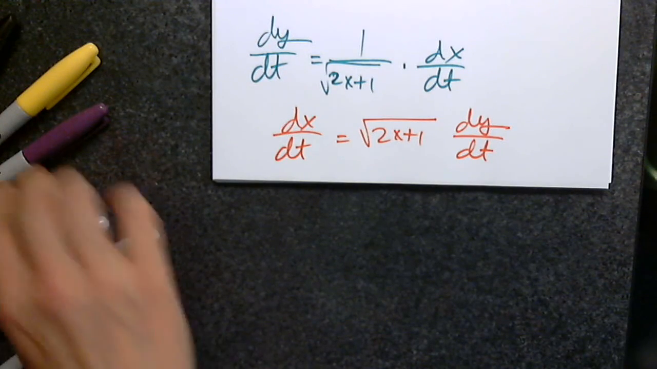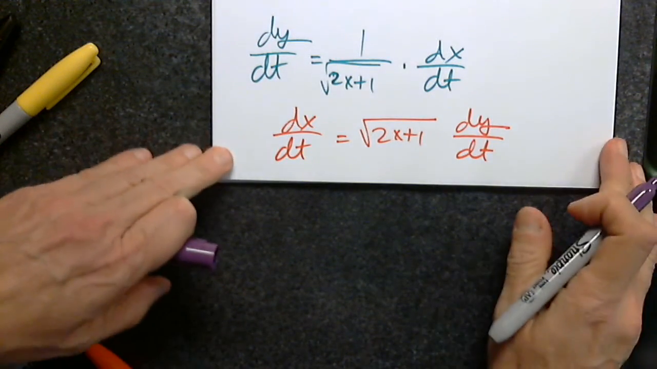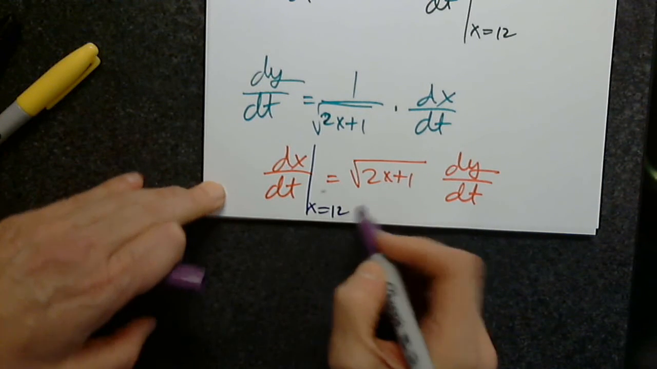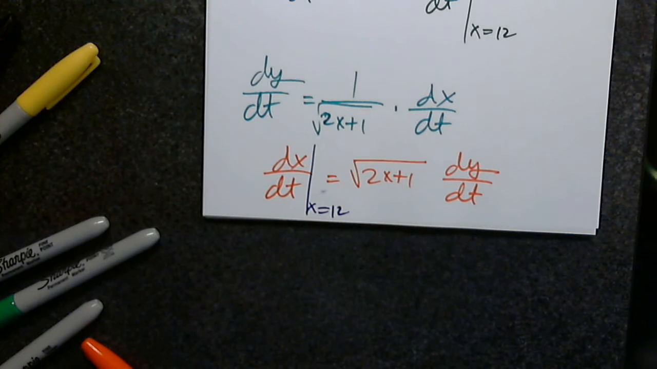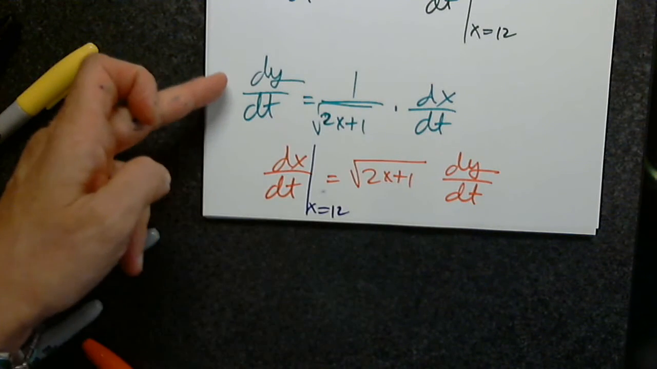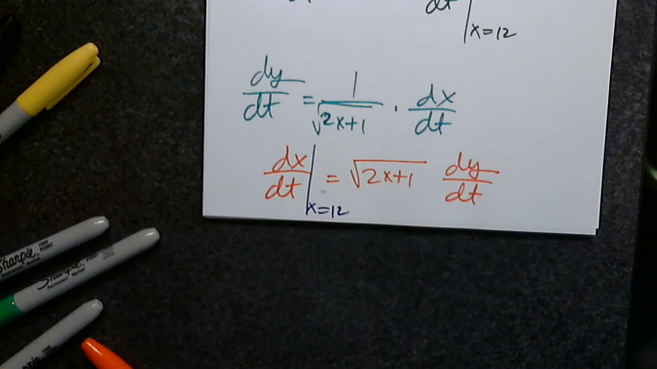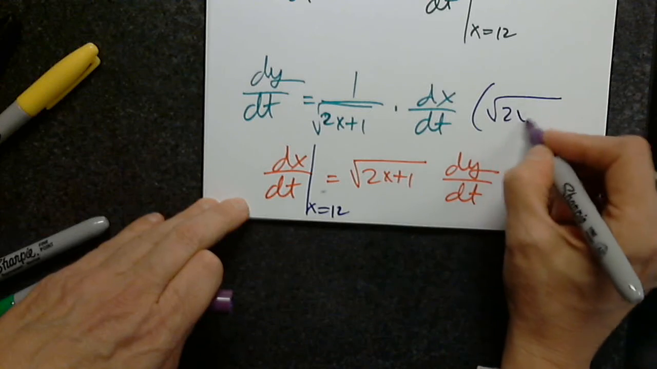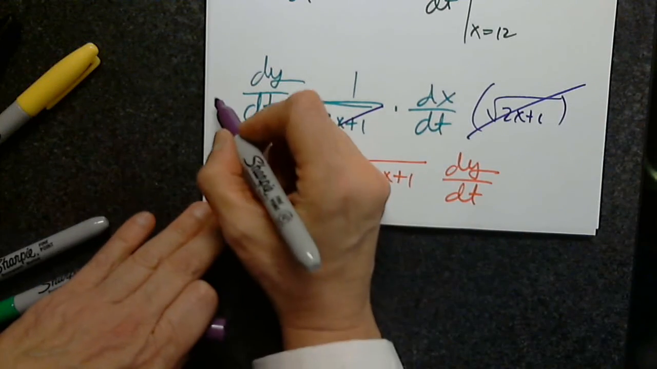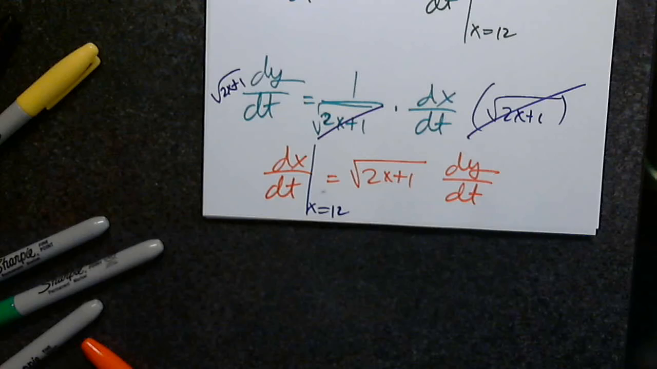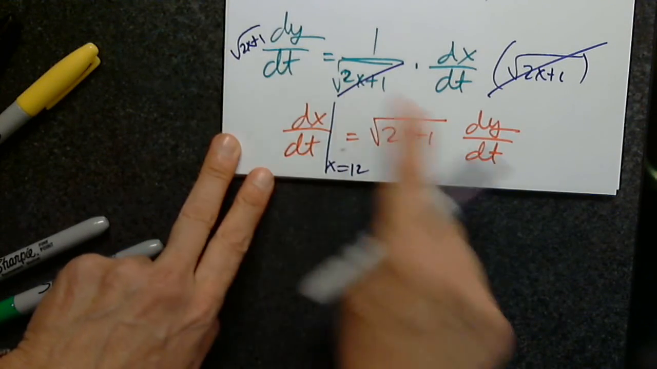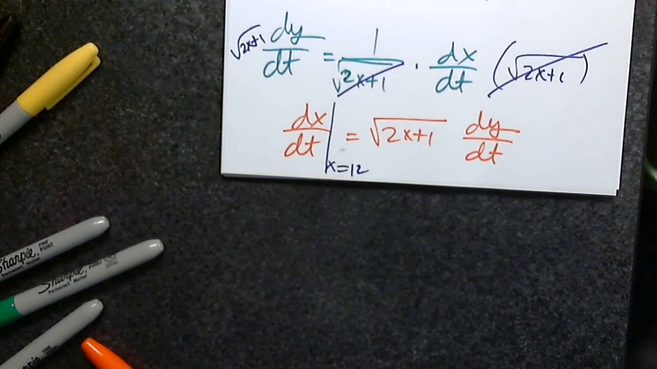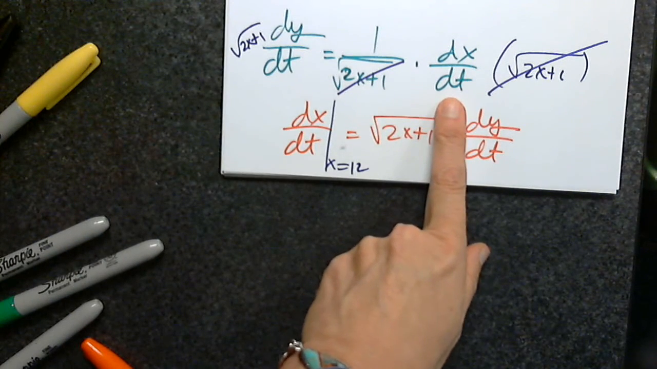And now I'm ready to plug in. What happened? I multiply both sides by the square root. It disappears from here, it appears up here. So when I multiply this side by the square root of 2x plus 1, this goes away, and I have to multiply it here by the square root of 2x plus 1. So that's how I got to dx over dt equals the square root times dy over dt, because we wanted to solve for dx over dt this time.